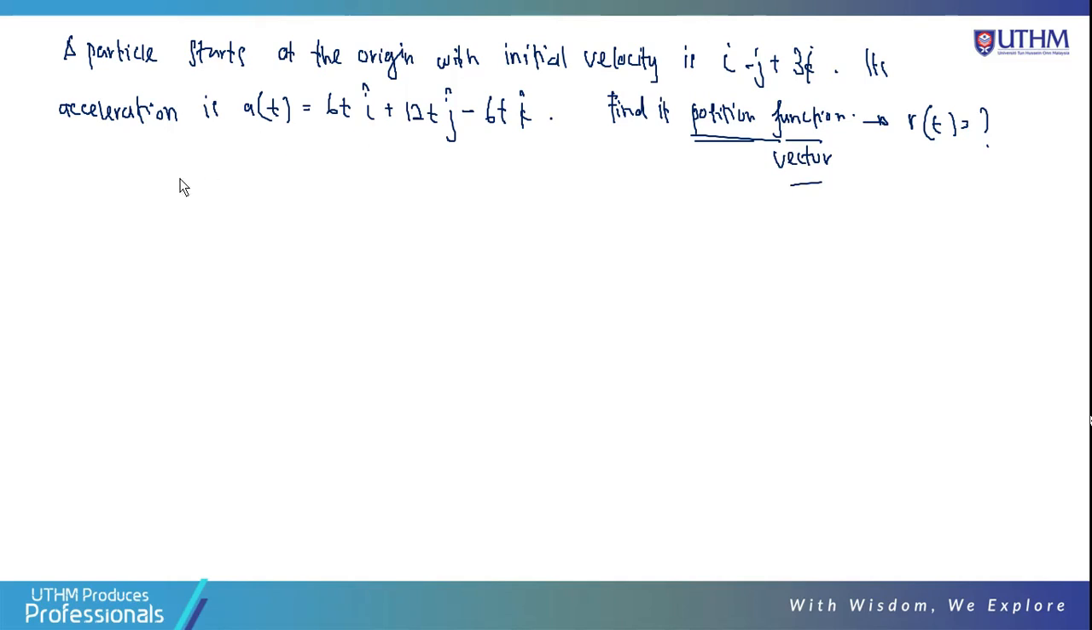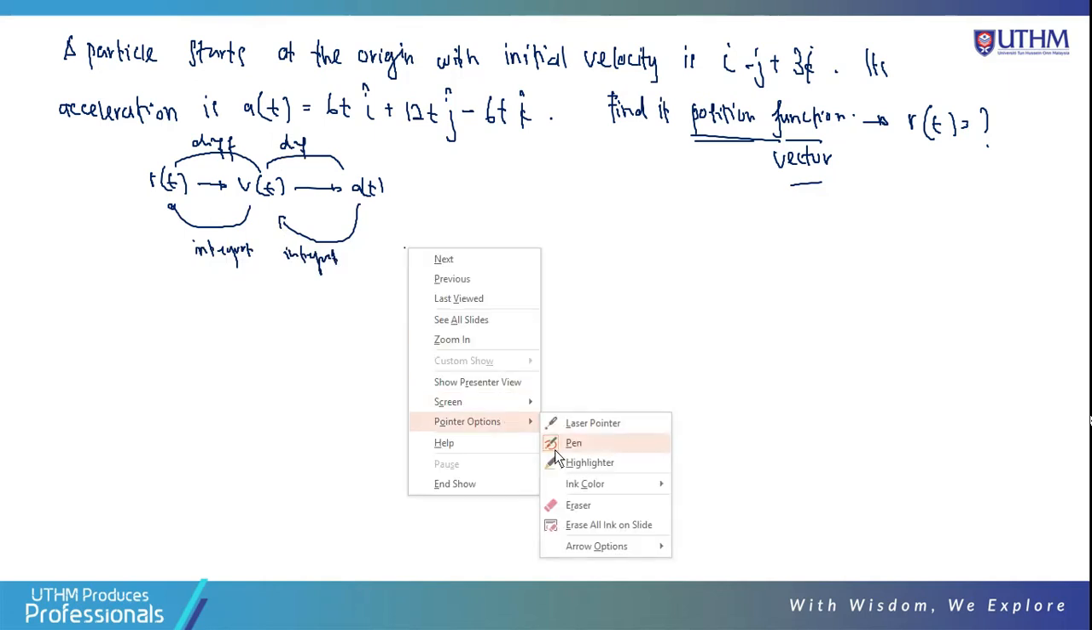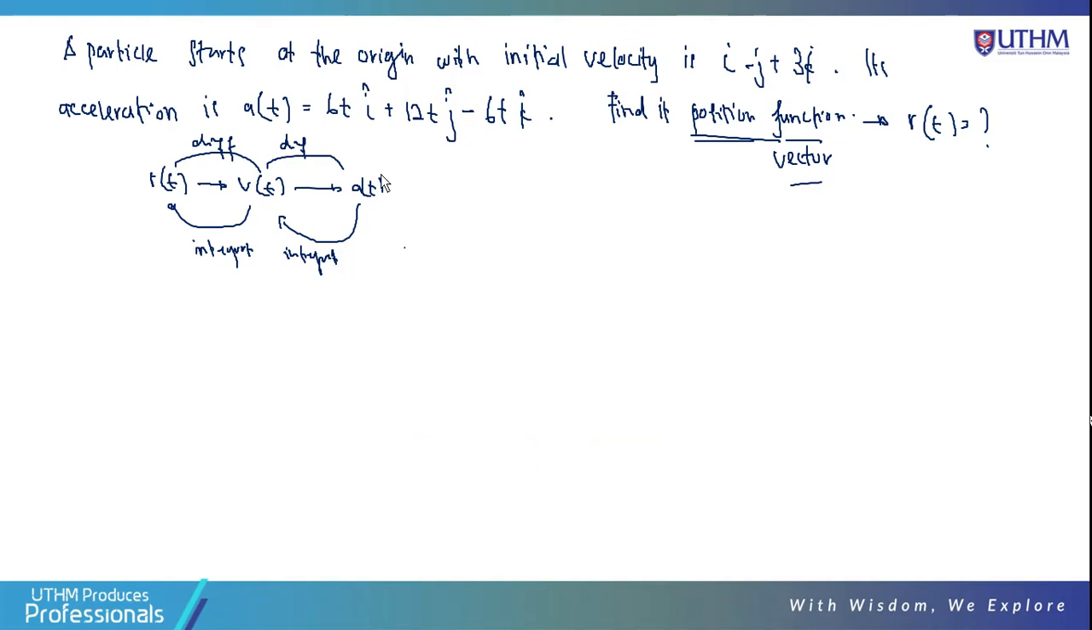So you remember earlier r(t) becomes v(t), then becomes a(t). So that one is differentiate. So to get r(t), you have to integrate. Okay, integrate. So the question gives a(t) and asks for r(t), so you need to determine r(t). So you need to integrate twice.